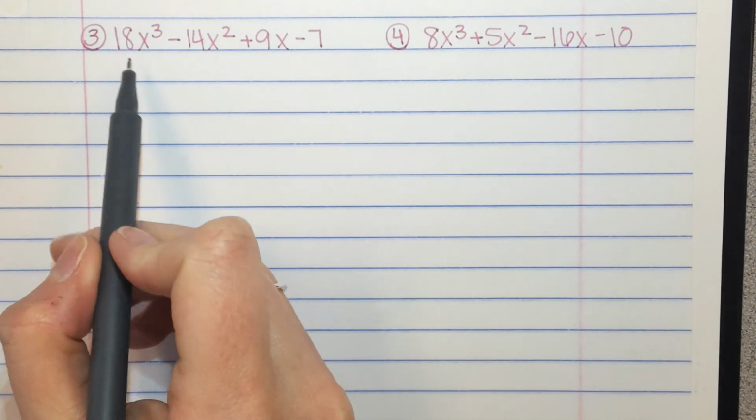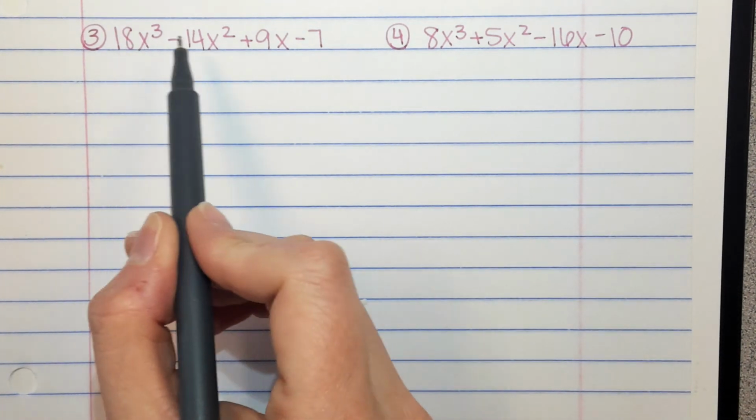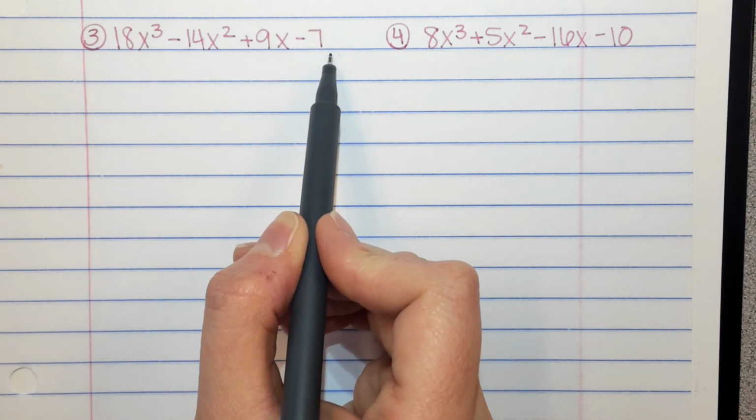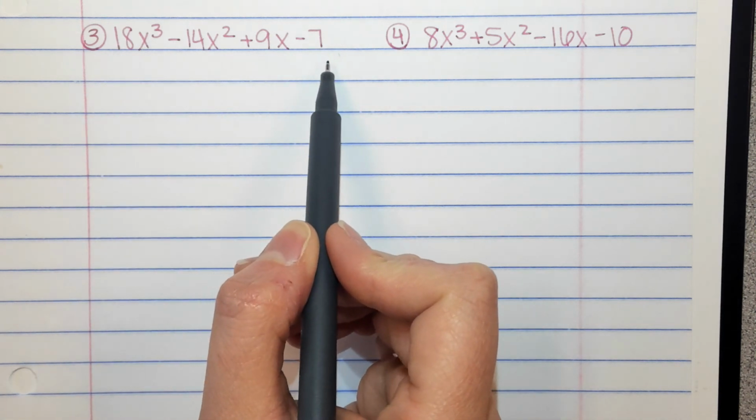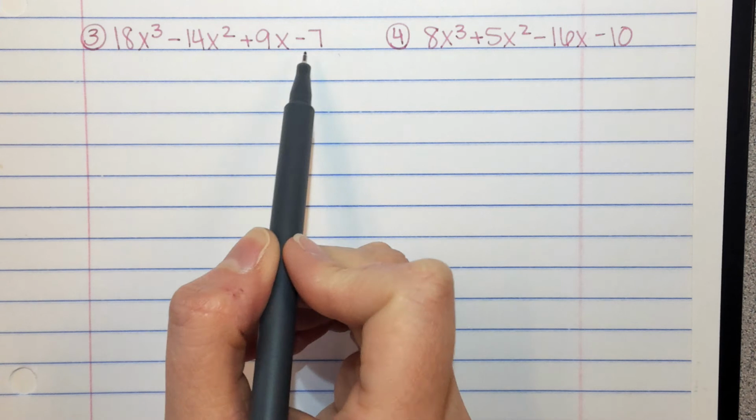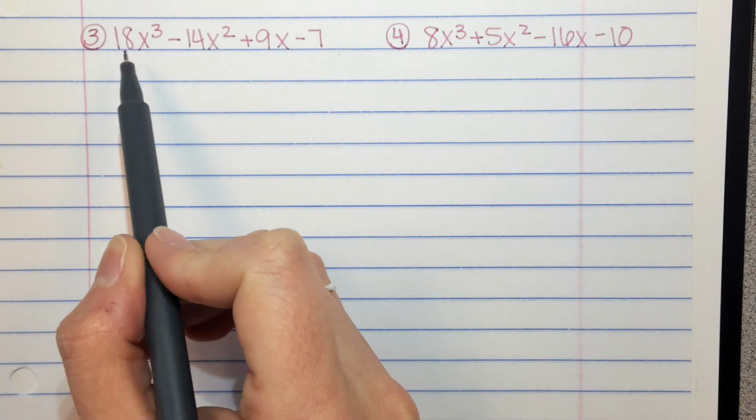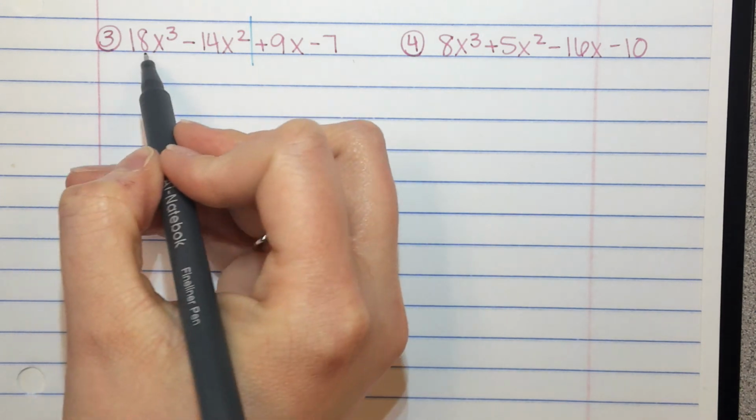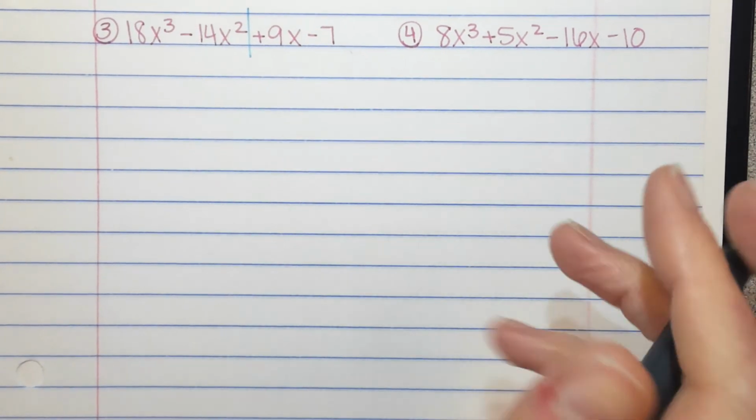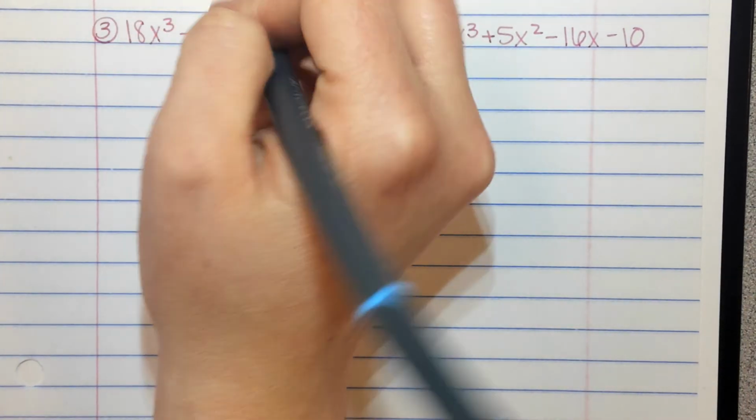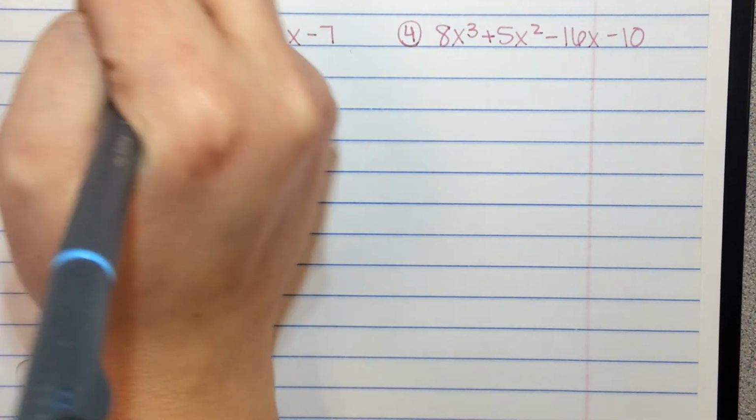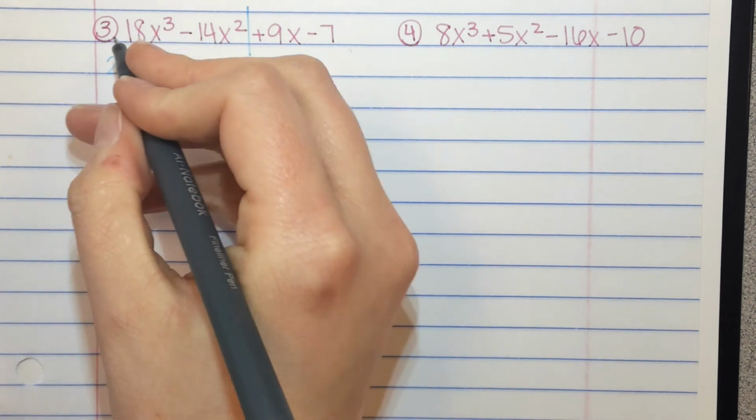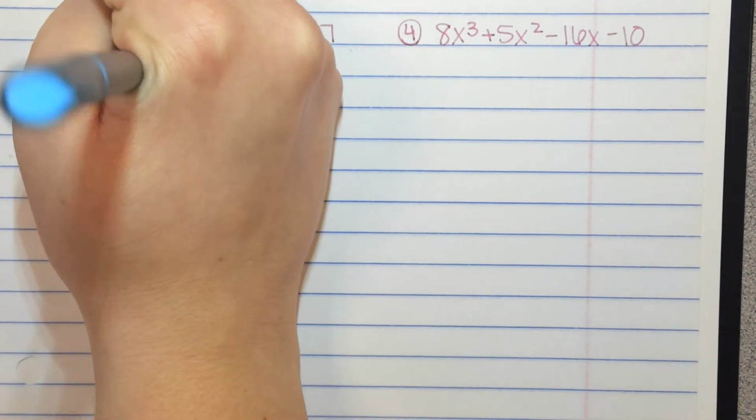So number 3, I have 18, 14, 9, and 7. None of those have a greatest common factor other than 1. All of my terms don't have an x, so I can't pull out a GCF for the whole thing. So I'm going to go straight to splitting it in half. So I have 18x cubed and 14x squared. So I know a 2 can go into 18 and 14. I don't think there's anything larger. I can pull out x squared.